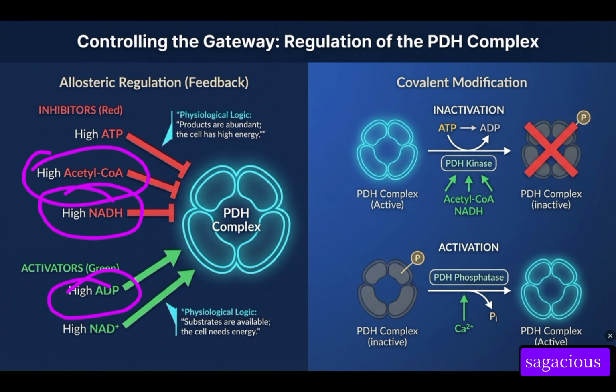So what you have to take on is the physiological logic: when products are abundant, the cell has high energy. When substrates are available, the cell needs energy. So when you have substrates, meaning your cell needs energy, and when you have too many products, for example ATP, acetyl-CoA, NADH, that is products. Whenever they are too many, it means our cell has high energy, so our body will stop making energy. And whenever we have too many substrates, NAD and ADP, meaning that our body has low energy, our body starts making ATP.